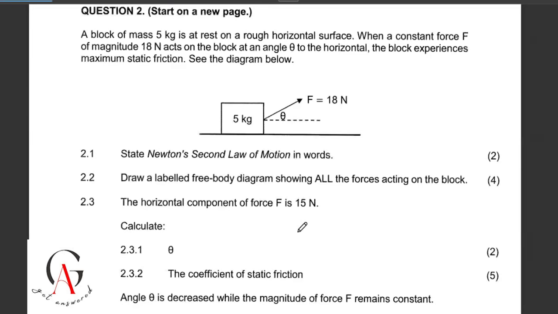All right, question number 2. A block of mass 5 kg is at rest, meaning that the initial velocity is 0, on a rough horizontal surface when a constant force of 80 newtons acts on the block at an angle theta to the horizontal. The block experiences the maximum static friction force. See the diagram below. Can you state Newton's second law of motion in words?